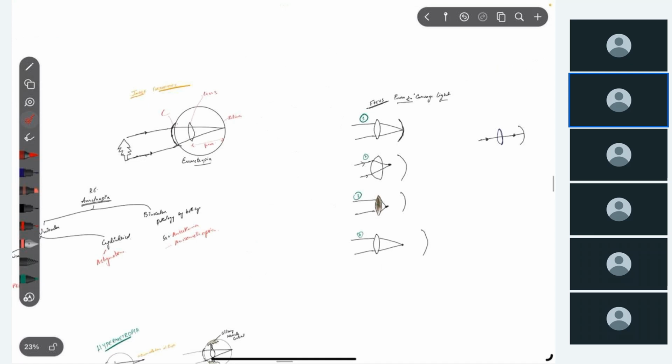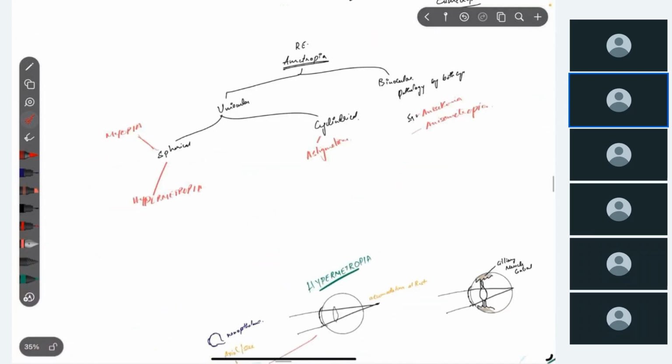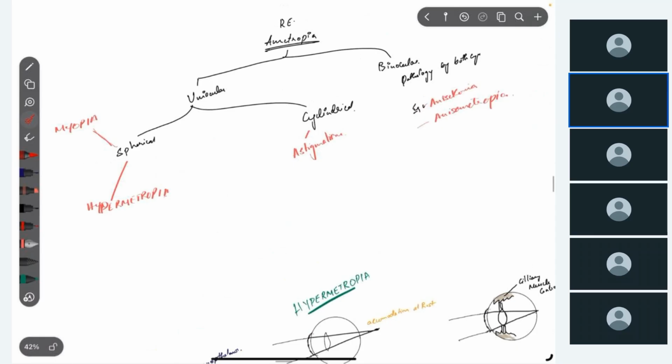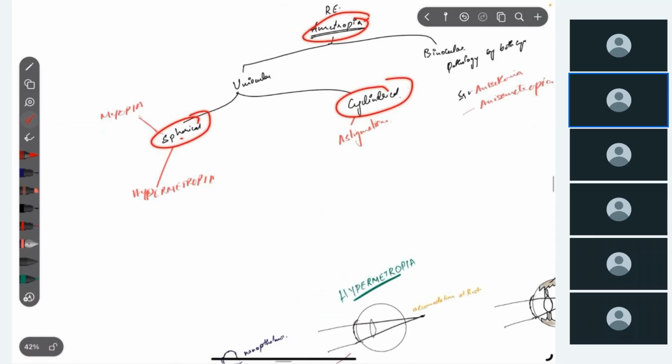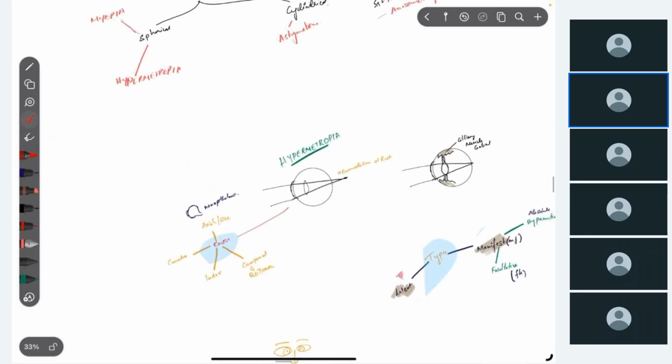Now, we will see each of these diseases individually. I said the refractive errors are divided into spherical and cylindrical. Under spherical errors, there is myopia and there is hypermetropia. We'll see what is myopia and what is hypermetropia. First, we will deal with hypermetropia.